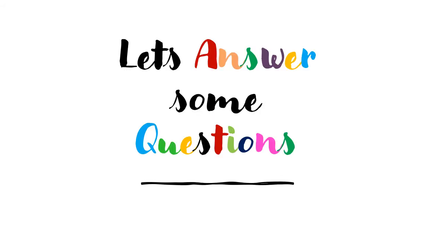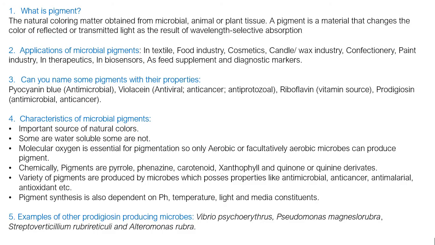So now let's answer some questions. With respect to the practical and the viva exam, these are some questions that I think can be asked. The first is, what is pigment? The natural coloring matter obtained from microbial, animal or plant tissue is known as pigment. A pigment is a material that changes the color of reflected or transmitted light as the result of wavelength selective absorption. Okay, so this is the answer for what is pigment.